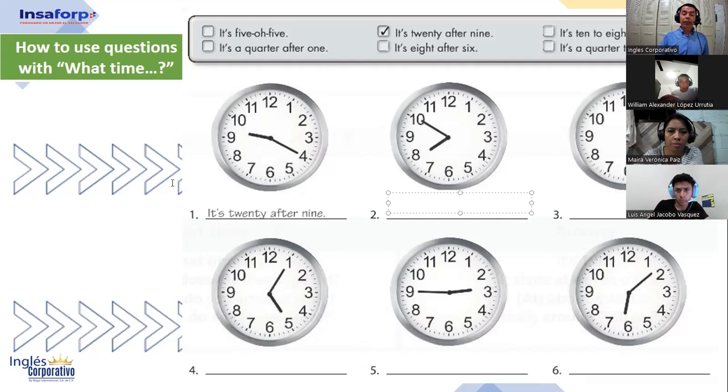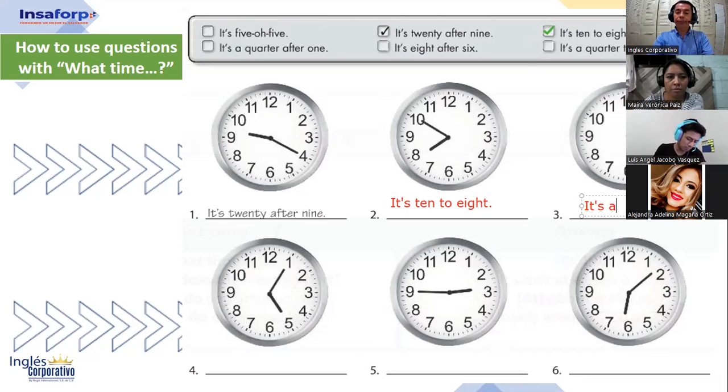Okay, let's do it together, right? Number one is 20 after 9. Number two, volunteers, please. What time is it? It's 10 to 8. Very good. That's it. Okay, good. Number three, please. It's a quarter after one. It's a quarter after one, correct.